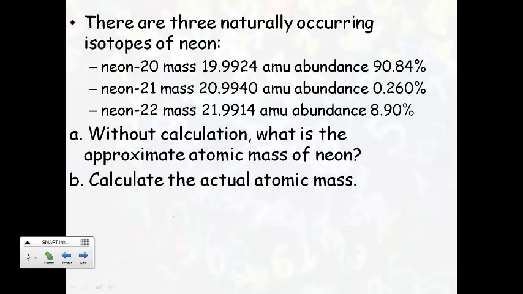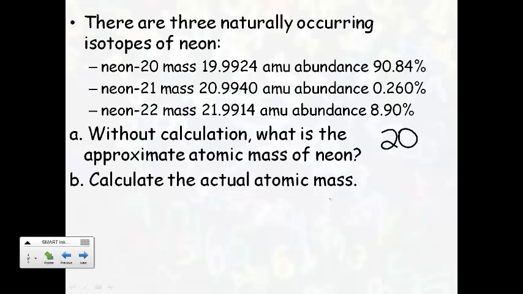All right, so let's look at an example problem. So in this problem, we have three different isotopes of neon. We have neon 20, 21, and 22. And then we have over here the percent abundances. Then question A is, without calculating, what's the approximate mass of neon? So we want to look at our percent abundances. Well, we have 90.84% of neon 20. So the approximate mass is going to be really close to 20.